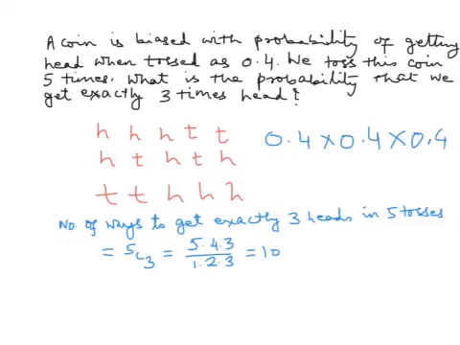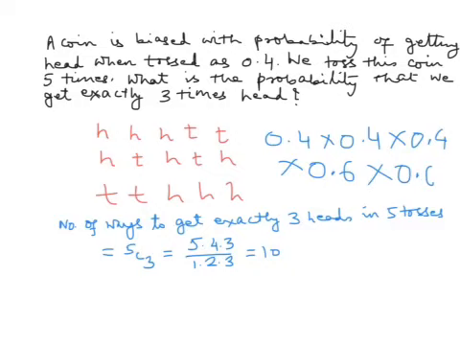Then in the fourth toss we are getting tail, and the probability of getting a tail is 0.6, so we multiply that by 0.6, and in the fifth toss again tail, and the probability of that is 0.6. So you find here that 0.4 is getting multiplied 3 times and 0.6 is getting multiplied 2 times.